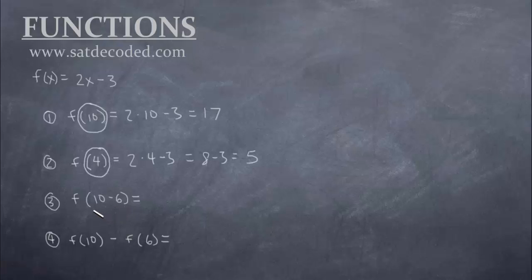Question 3. F of the quantity 10 minus 6. Notice here that 10 minus 6 is inside of parentheses, and according to the order of operations, we always have to do the parentheses portion first. So let's calculate what 10 minus 6 is. 10 minus 6 is 4. So let's rewrite that. This question is really just asking for the value of f of 4. And f of 4 is an output that we just solved in the earlier question, question 2 right here. So f of 4 equals 5. So this whole thing equals 5.